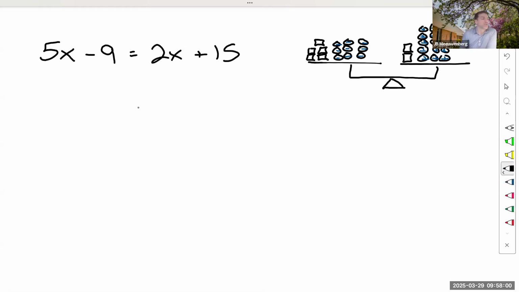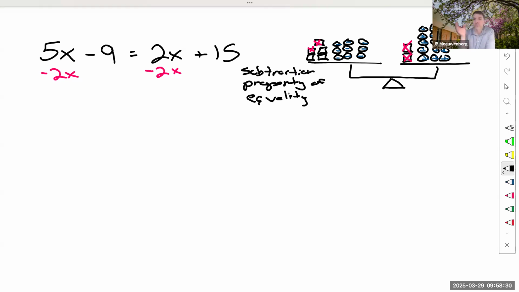And so the first thing that I'm going to do here is eliminate these two boxes from the left and these two boxes from the right, and that is going to be subtracting 2x from both sides. So what was my property that I used? That's the subtraction property of equality. Again, this is going to be important for you to be able to state what thing you're doing as you go.